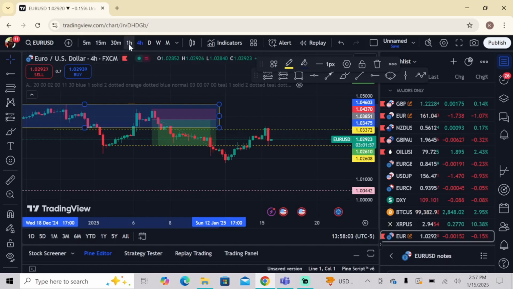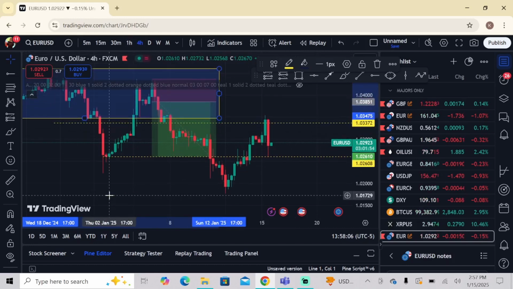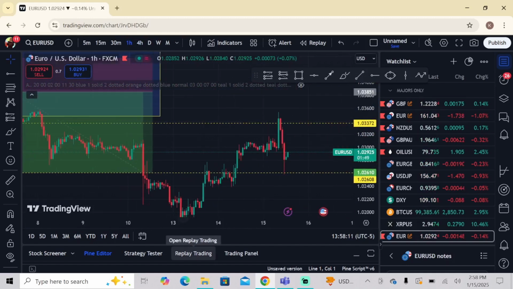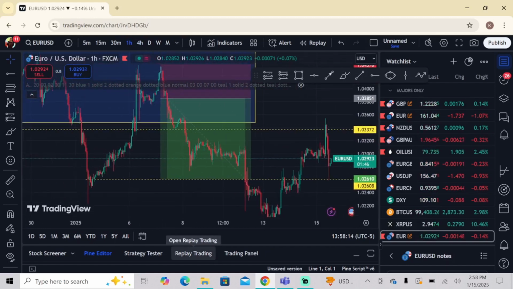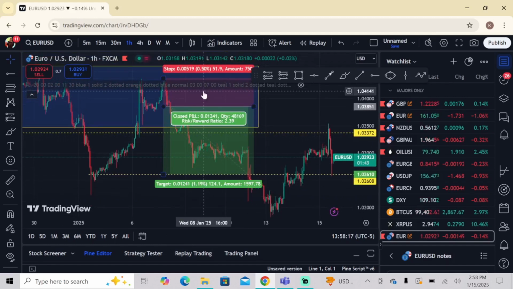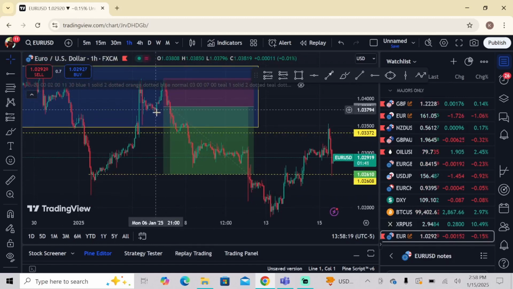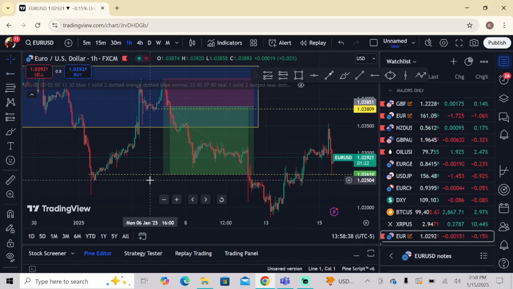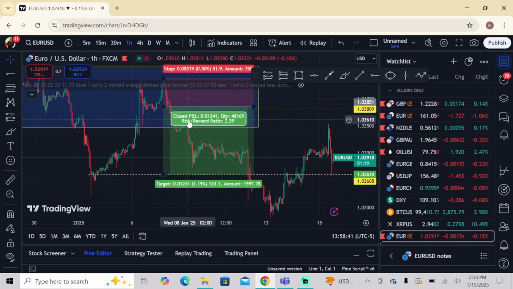When price came back into the zone, I took note of a few things, right? On my 1 hour time frame, I took note of this low right here. What I said to myself is, if I want price to go bearish, I would like for price to break this low. Okay, so this is the low that I would like price to break.